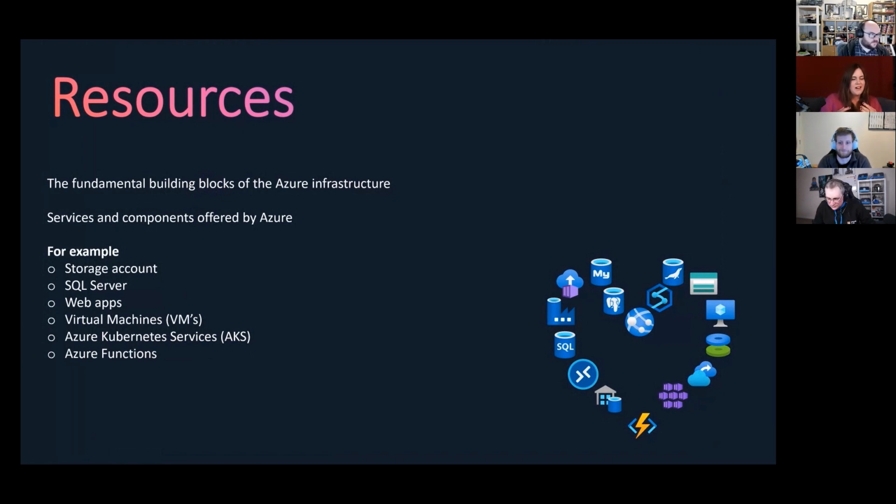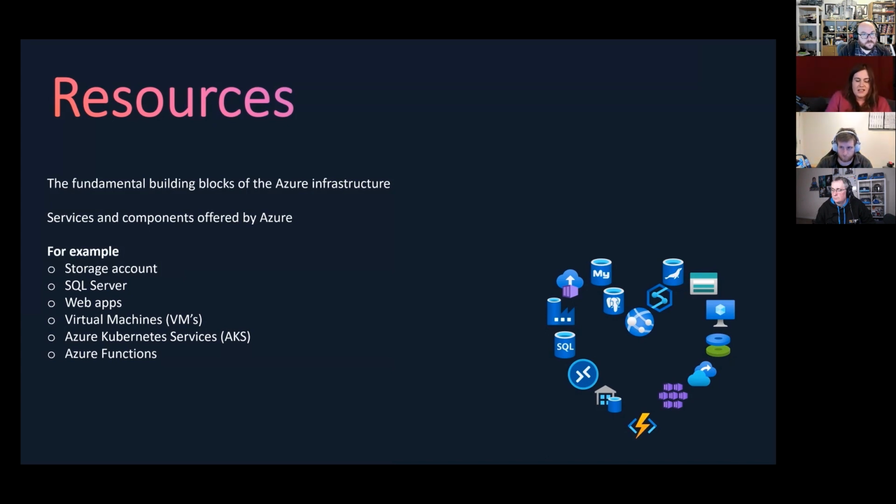All right. On the lowest part of our hierarchy, of course, we have our resources. These resources make up our solution. If I want to build an analytics platform, maybe I'm going to go with Databricks or Synapse Analytics or something like that. They are the fundamental building blocks of our Azure infrastructure. I put all of the different icons here in a heart to show this is the heart of our infrastructure. These are the services and components offered to us by Azure. If we go into the portal, we can see the big range of resources available to us. Just to give you some examples, it can be a storage account, SQL Server, web apps, virtual machines, AKS, Azure Functions, and basically anything you can think of. We will also see some of these resources here today.